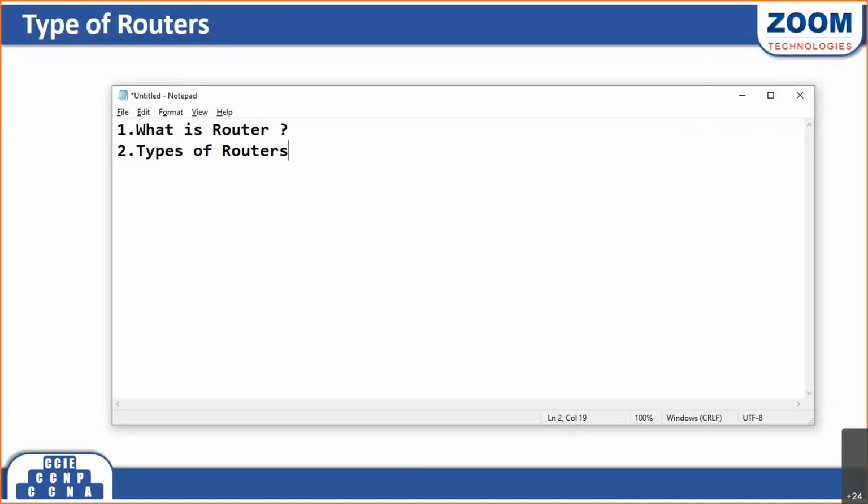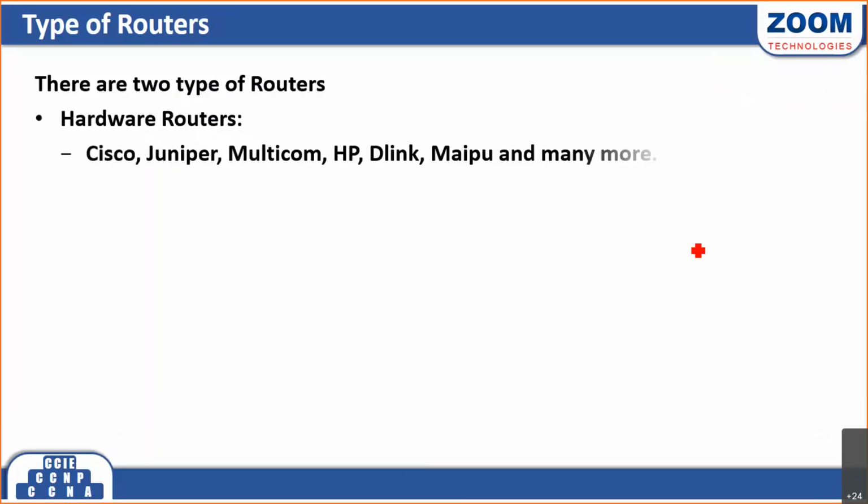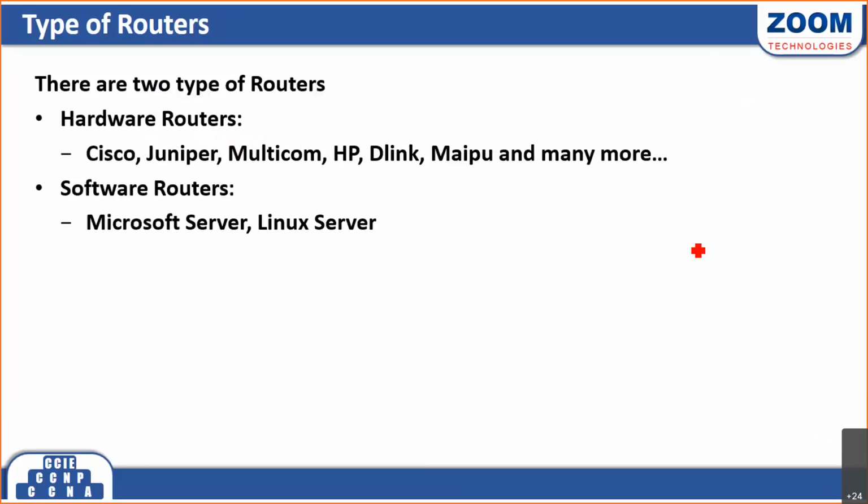We require knowledge of dedicated routers, or what? Hardware routers. Hardware routers are specially designed for implementing routing algorithms. In hardware routers also there are many vendors in the market, like Cisco, Juniper, Multicom, HP, D-Link, Maipu, and many more. Software routers are Microsoft Server and Linux Server. In our training program, we are going to do hands-on with hardware routers of the Cisco brand.